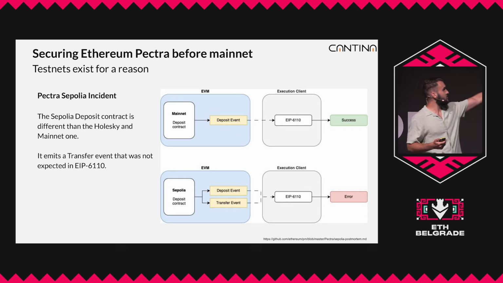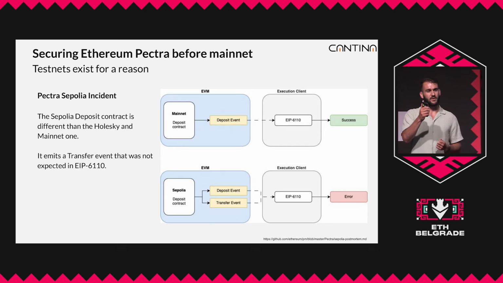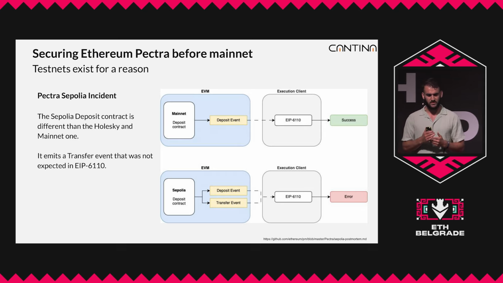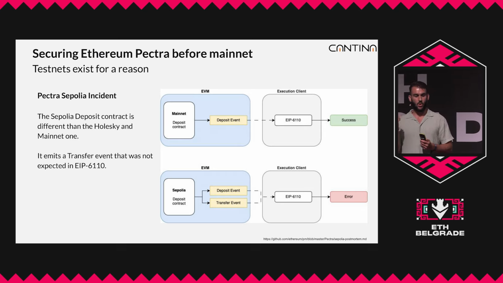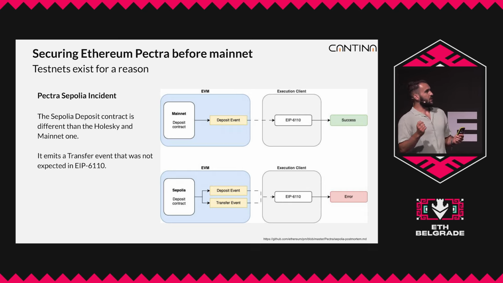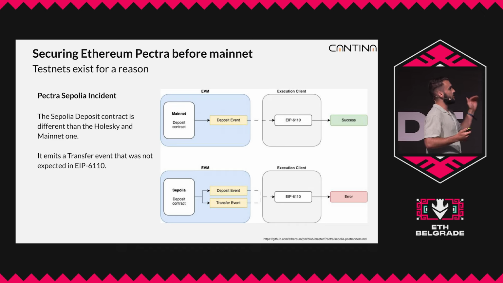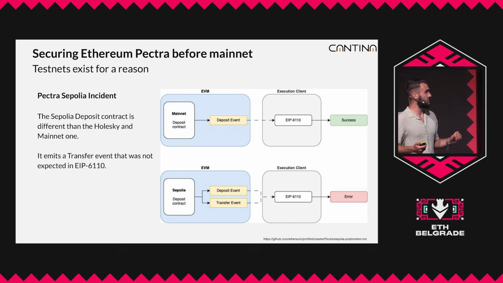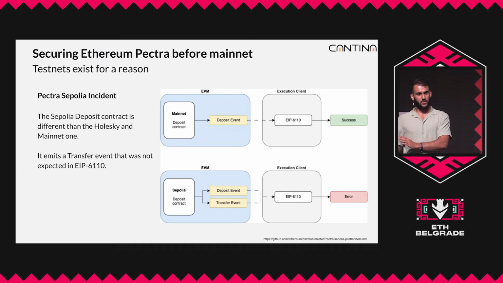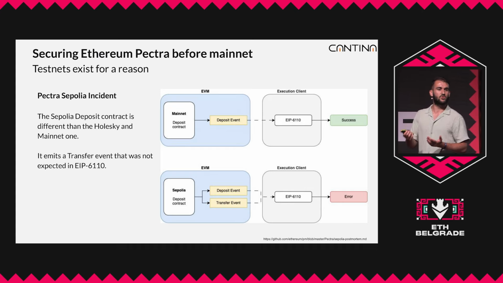So for EIP 6110, which redefines how deposit events are listened to, we were expecting only one type of event coming from the deposit contract. The thing is that the Sepolia contract is different and is emitting a transfer event. So when EIP 6110 was implemented, it was not expecting this event, and so it led to an error when processing this type of event that is not expected. So when an error was triggered in the parsing of the event, the block created was just empty.